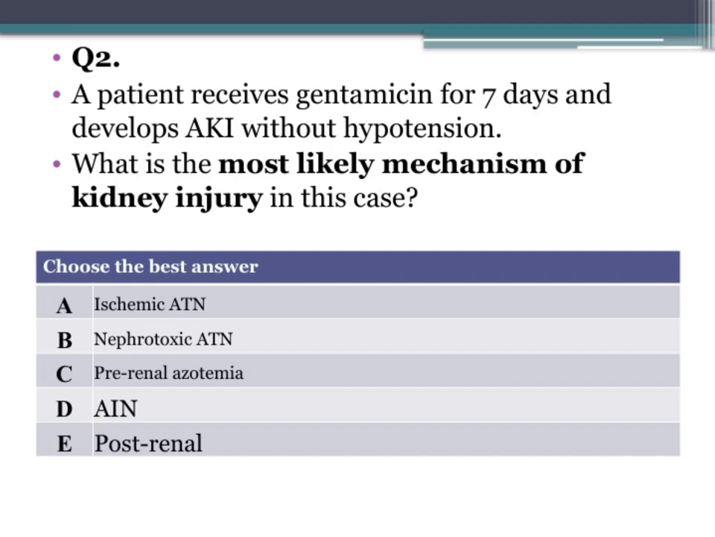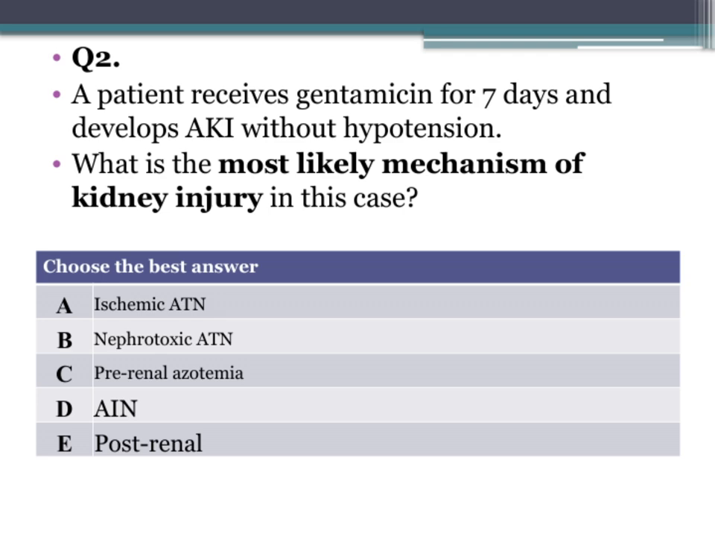All right, let's take a closer look at this question. We have a patient who has been on gentamicin for 7 days and then develops acute kidney injury, but notably, without any signs of hypotension. Now, the question is, what is the most likely mechanism behind this kidney injury?